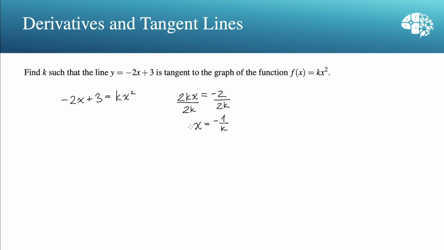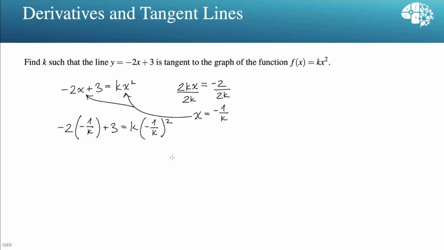And now that we have this x, we can plug it in to both of these x's in the first equation. So I have negative 2 times x, which is negative 1 over k, plus 3, equals k times x squared, and again, x is negative 1 over k. So negative 1 over k squared.